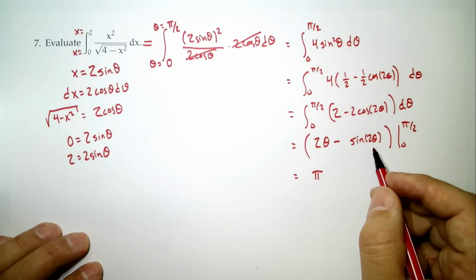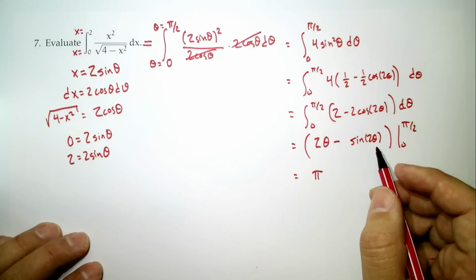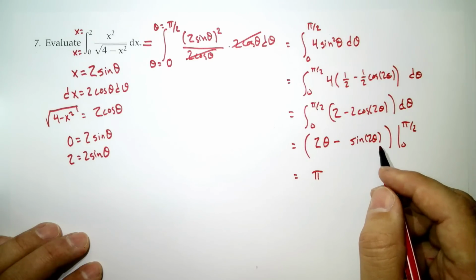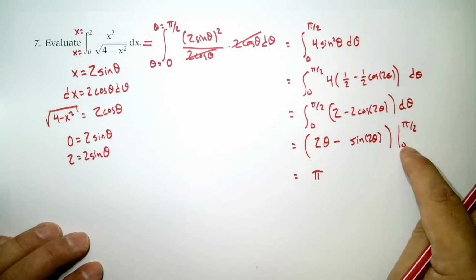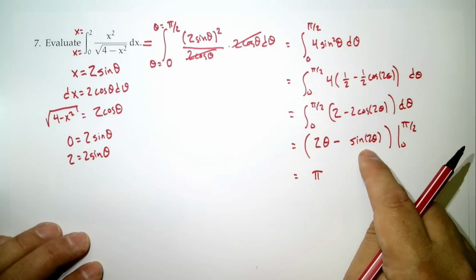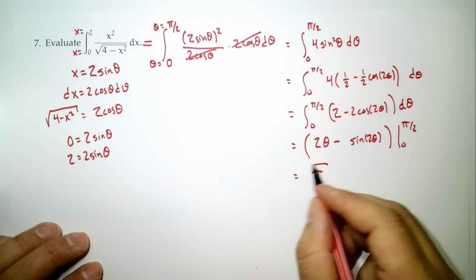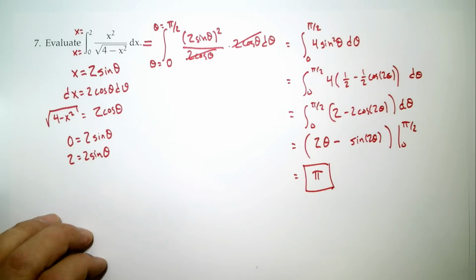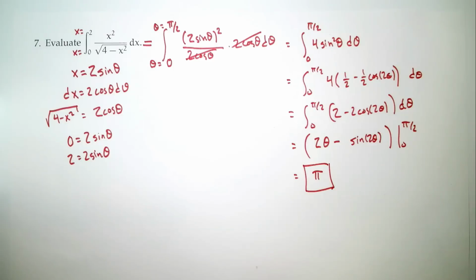Sine of pi, sine of pi is what? It's 0, yeah. Then plug in 0. 2 times 0 is 0. Sine of 0, 0. Oh, so everything else is 0. So this problem is easy as pi.